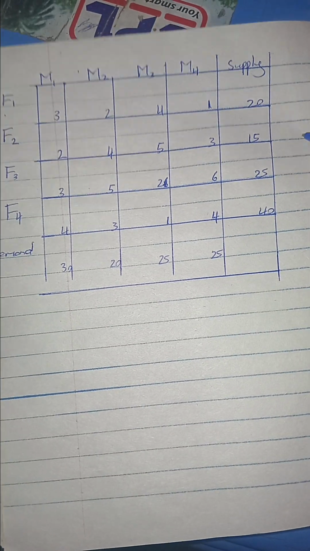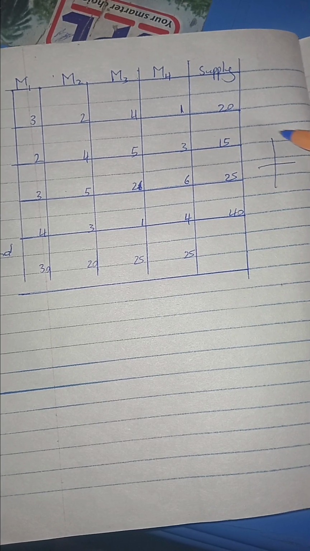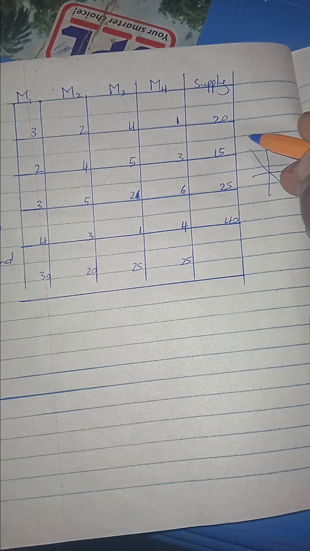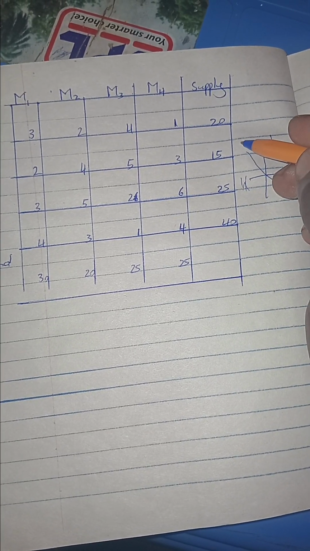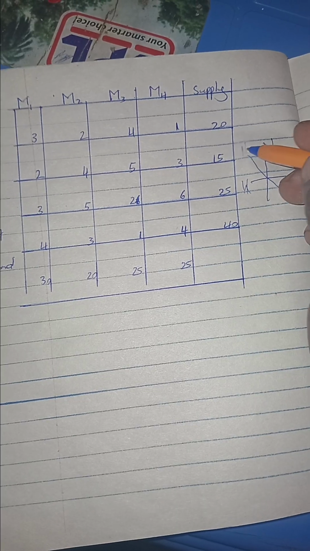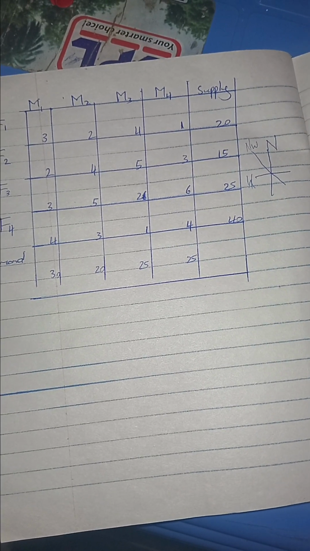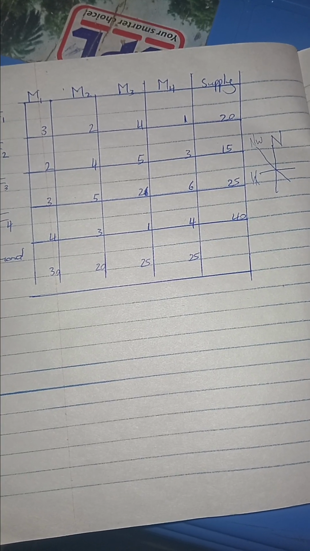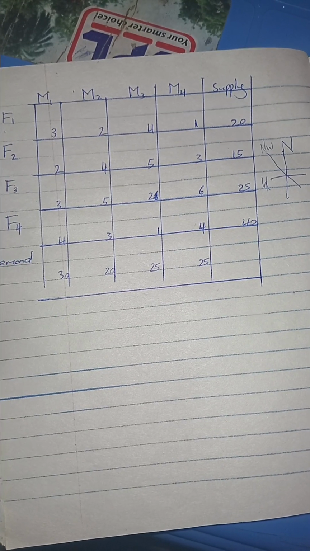So you can sketch here. Yes, this is our north, and this is our west. So our northwest is here. So that is the first step to understand about the northwest corner method. So by the northwest corner method, we have our table here.